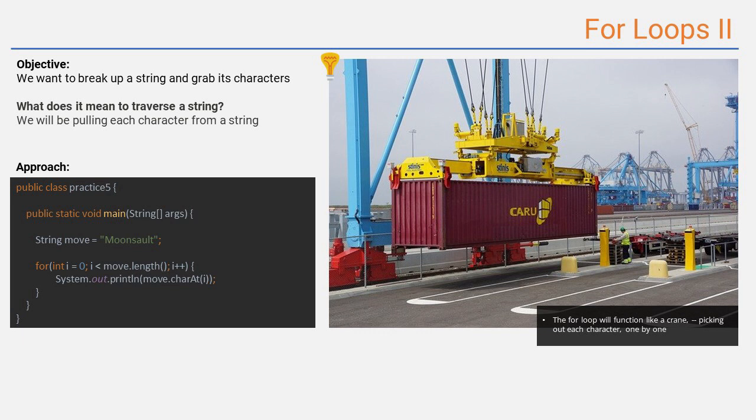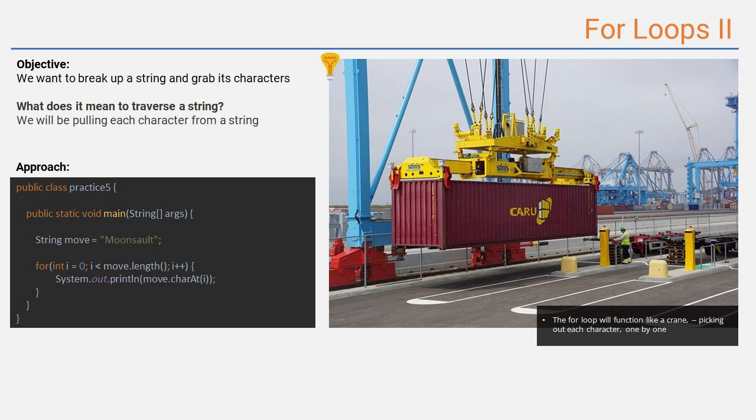This is also called traversing a string, which in plain English, like I said, is pulling each character from a string. One way you can think about it is like a crane. A crane is pulling individual containers one at a time. So that's what the for loop is going to do. It's going to pull individual characters from a word one at a time. And in our approach, that's what we're doing.